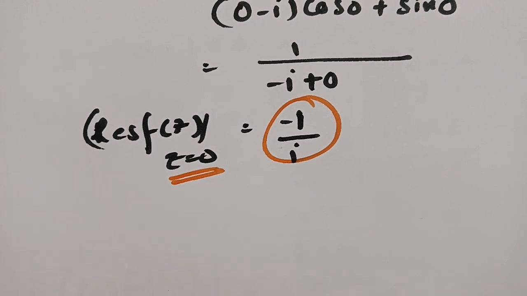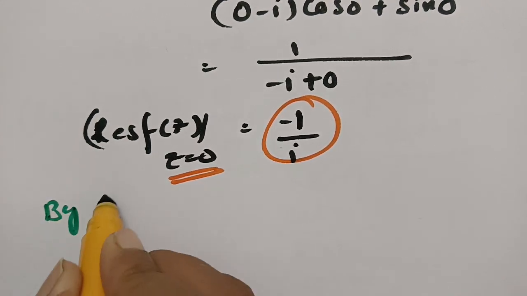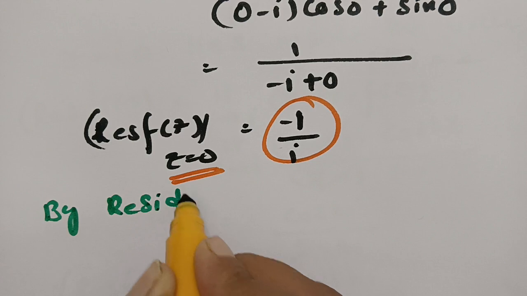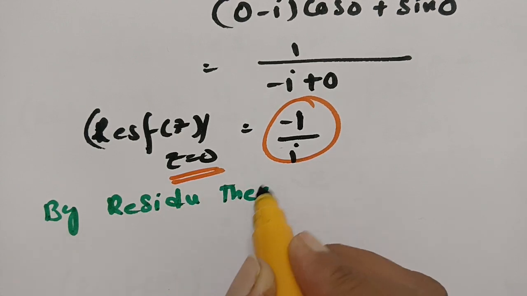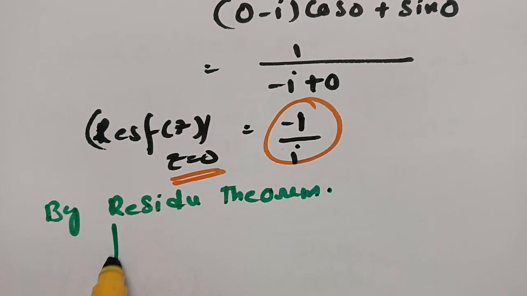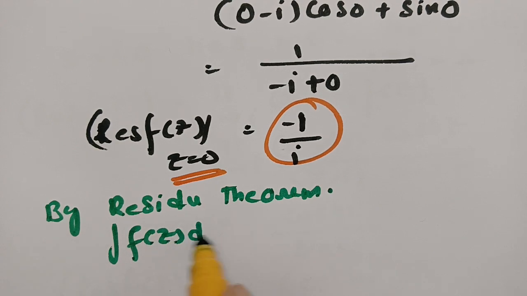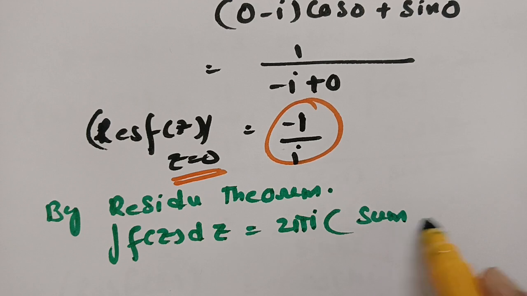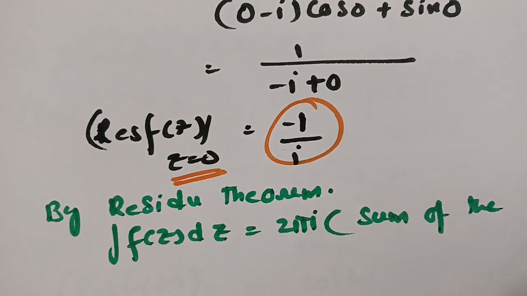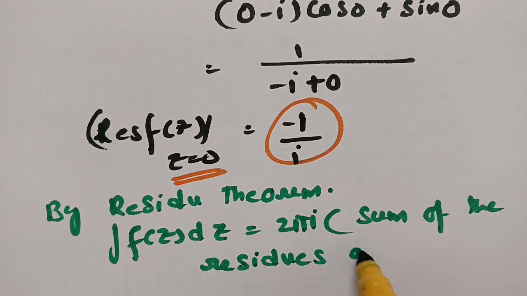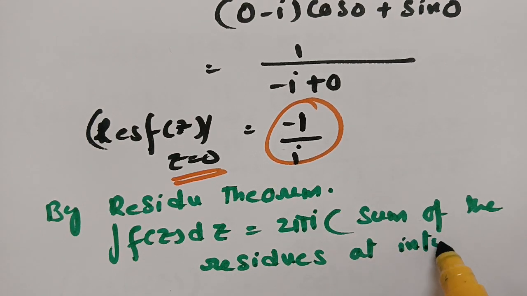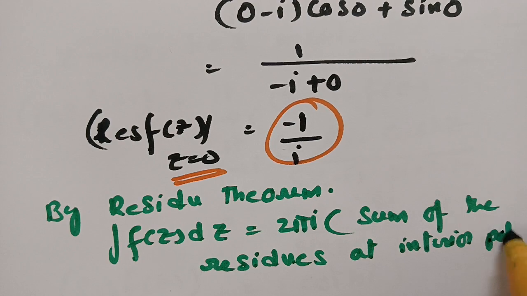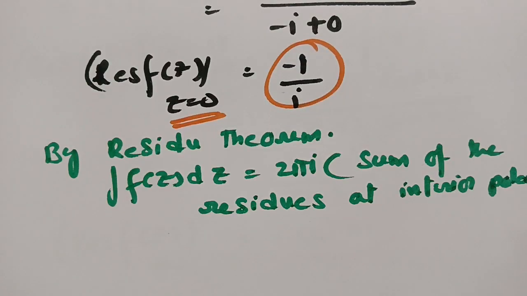So by residue theorem, according to our residue theorem, we have integral f of z dz is nothing but 2 pi i into the sum of the residues at interior poles. See here. So what are the residues?